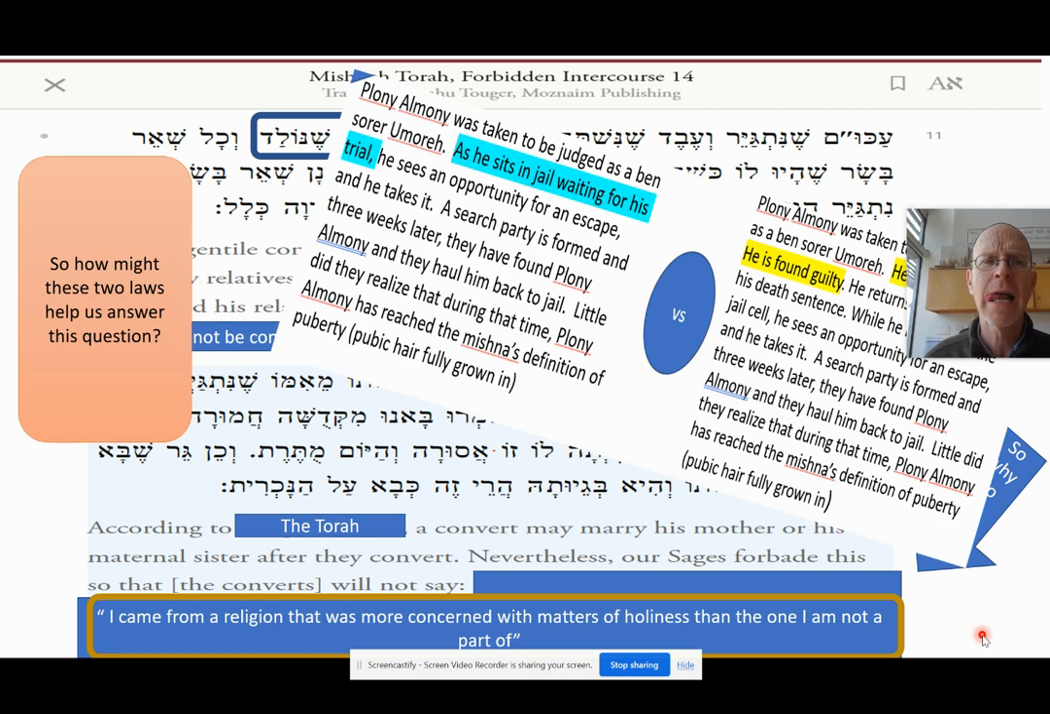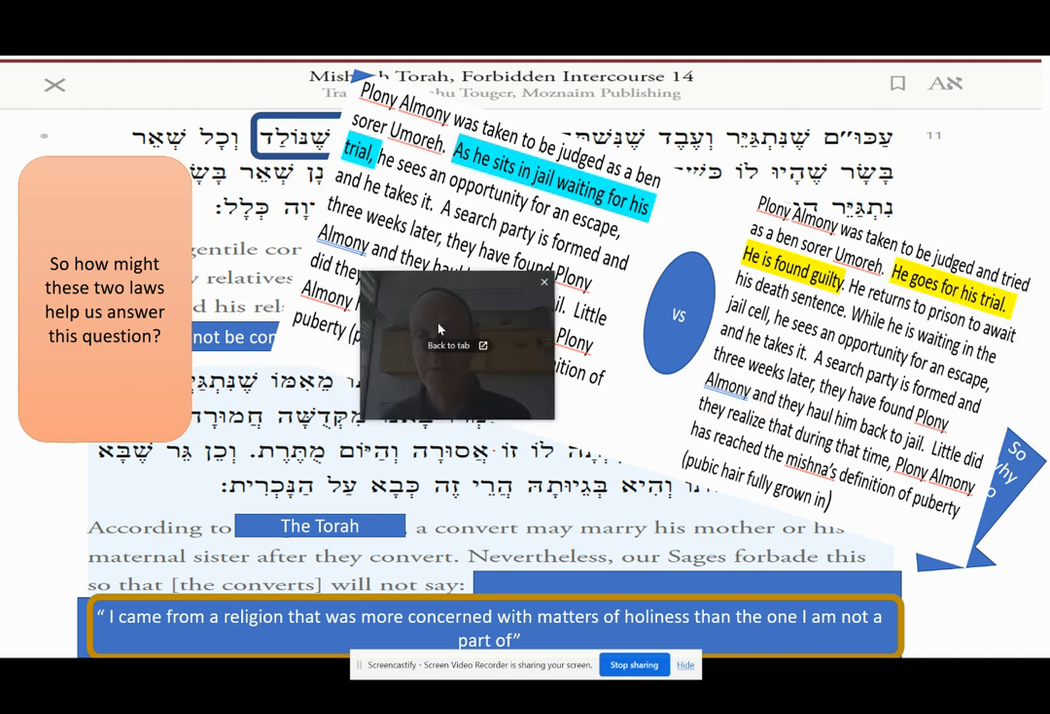So how might these two laws help us in understanding the answer to these two cases? That's question number 10. And I just want you to imagine for a second. What are we saying happens when someone escapes? They escape and they reach puberty. So the question is, let's imagine that puberty is like a case of converting, or like a case of a slave becoming free. What might that tell us about case number 2, which is this case right here?